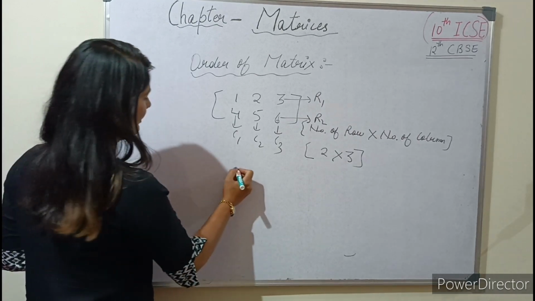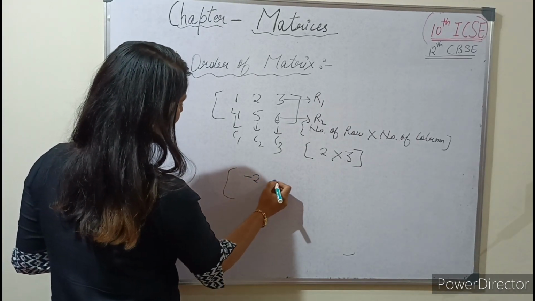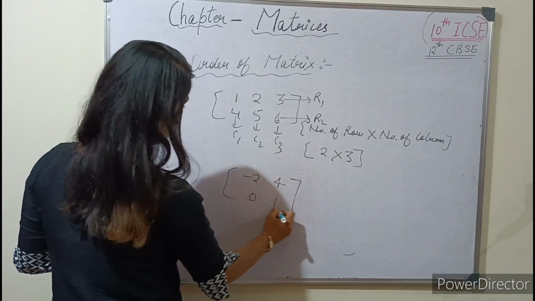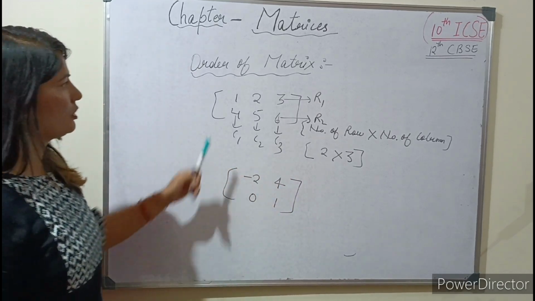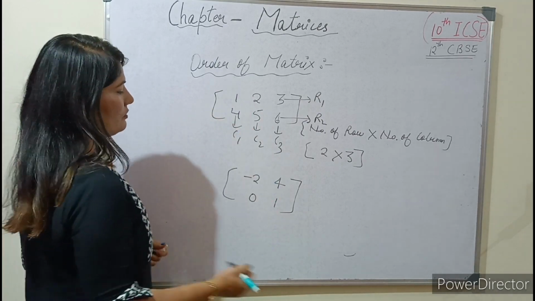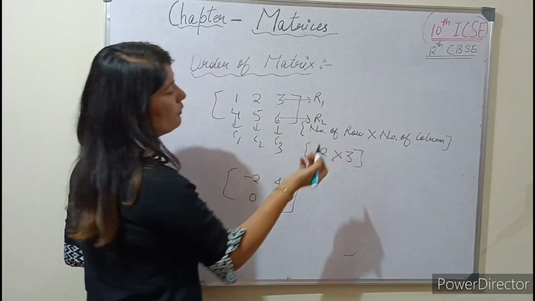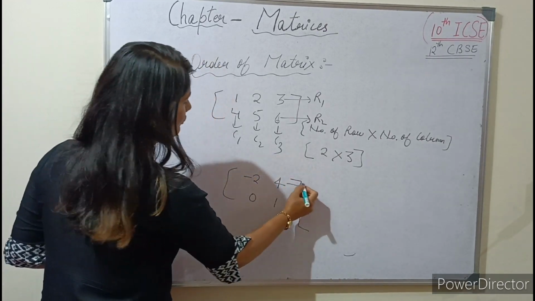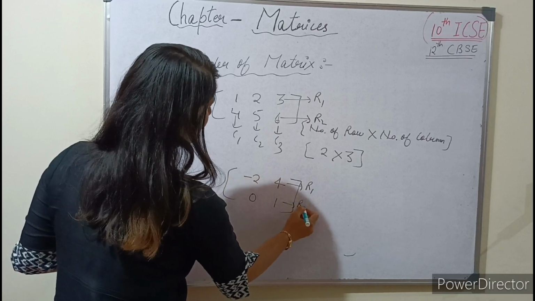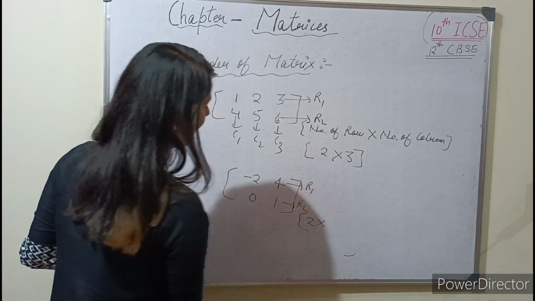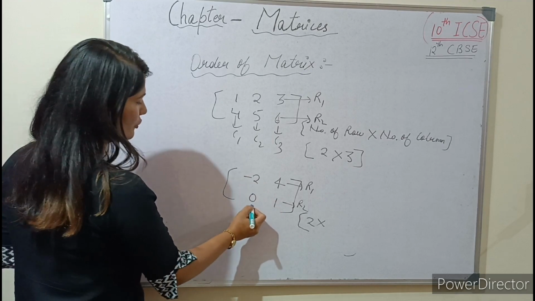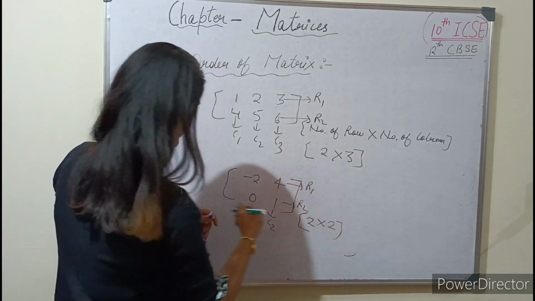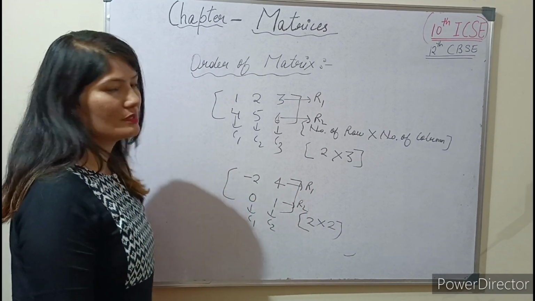Now one more example. Suppose minus 2, 4, this is 0 and 1. In this case, if you have to find the order of this matrix, you will use the same formula: number of rows multiplied by number of columns. Here there are 2 rows, so write 2 multiplied by the number of columns. You will see column 1 and column 2, so write here 2. So it means 2 cross 2 is the order of this matrix.